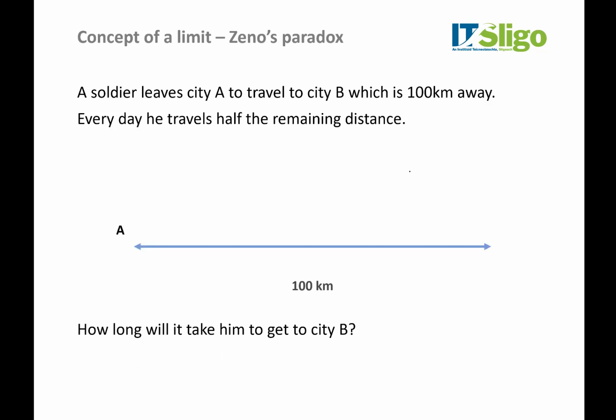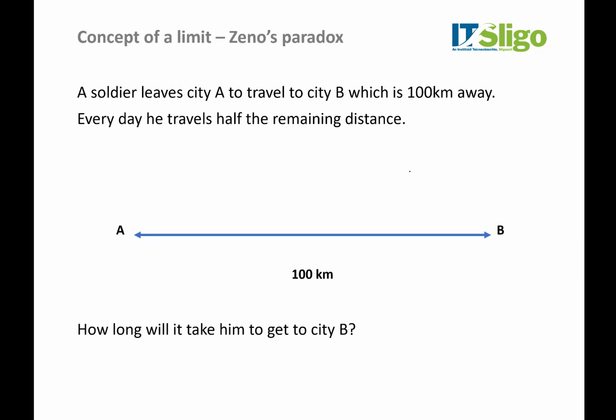So here's city A, it's 100 kilometers to city B. Each day he travels half the remaining distance. So when he leaves on day one, he has to travel 100 kilometers, and at the end of day one, he's travelled half of that distance. The next day he wakes up, he's got 50 kilometers to go, so he travels half of that distance. The next day he wakes up, he's got 25 kilometers to go, so the following day he'll only travel half the distance. And so it goes on. The question that's asked then is, how long will it take him to get to the other city?